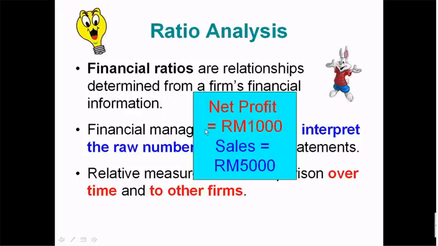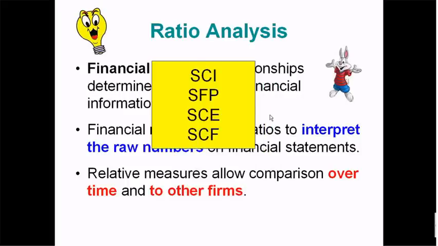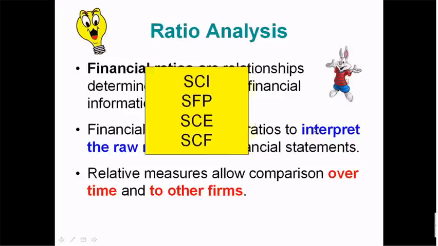So for a small firm, a 1,000 ringgit net profit can be a very good profit. But for larger firms, this may be too little. So when we are evaluating the performance of a company, we do not just refer to all these statements. We can see their net profit, let's say from this SCI, we see that the net profit is 1,000, but it doesn't give us much information. So that's the reason why we need ratio analysis to help us analyze a company.